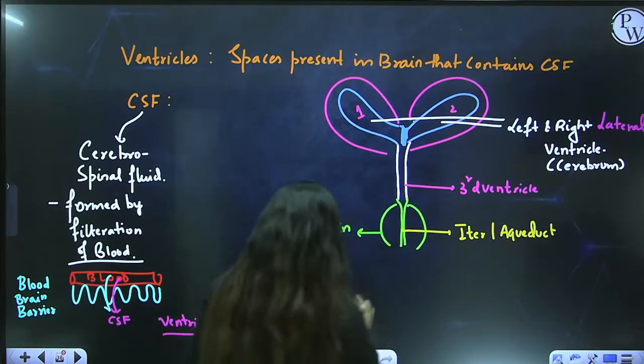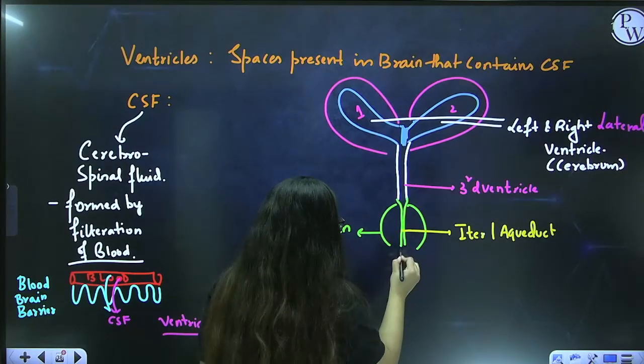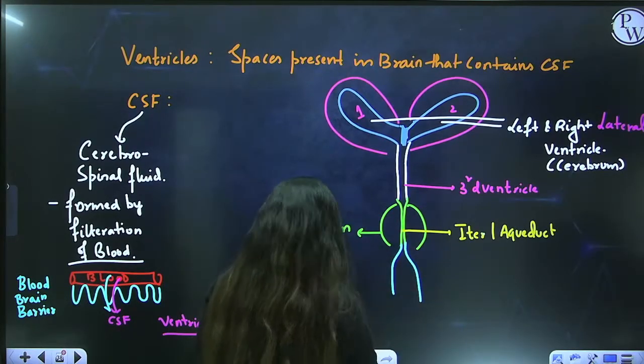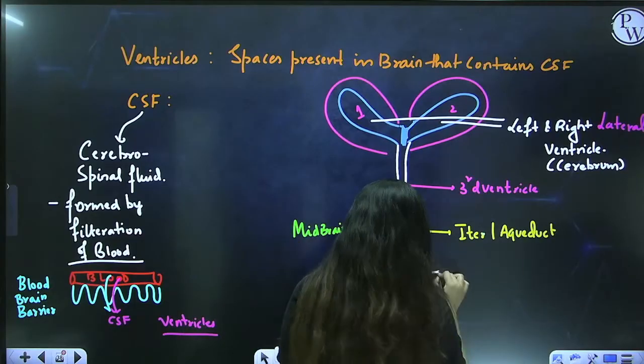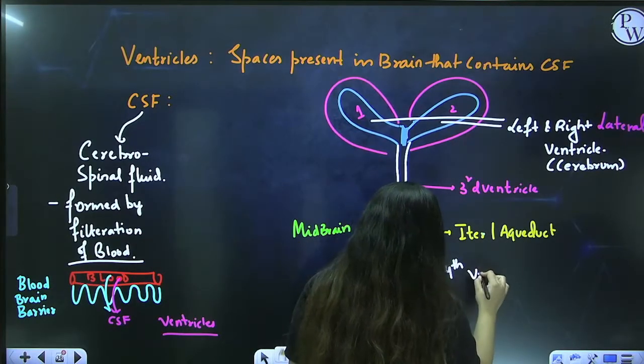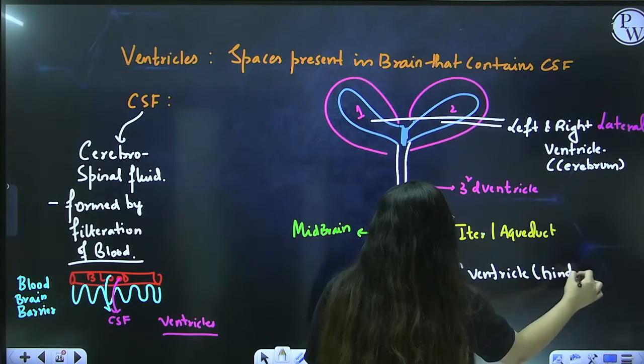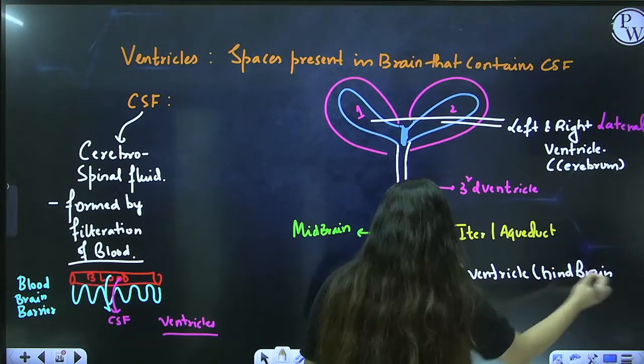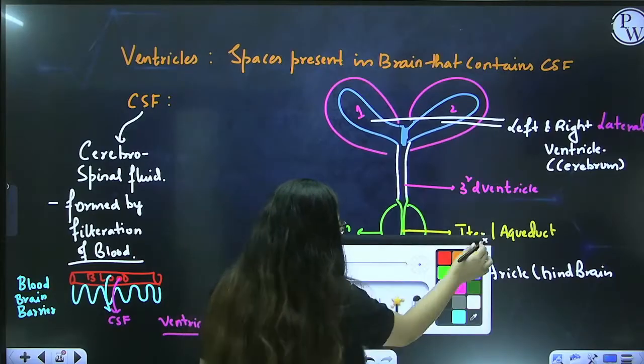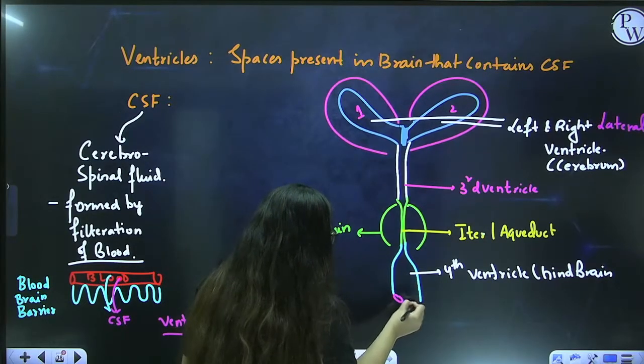Now this will open into another duct, that is your fourth ventricle. This one is the fourth ventricle, around your hindbrain. And now this has certain openings here. It has three openings, 1, 2 and 3.